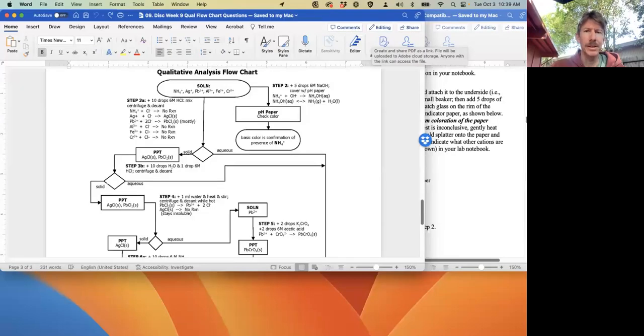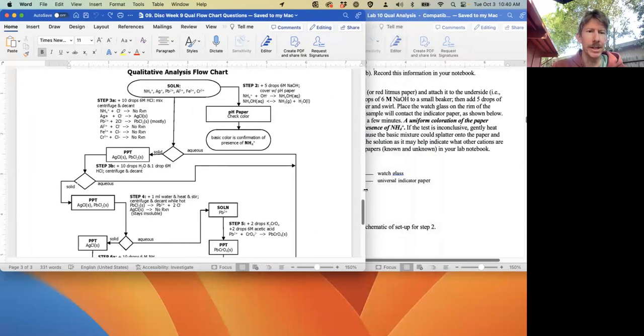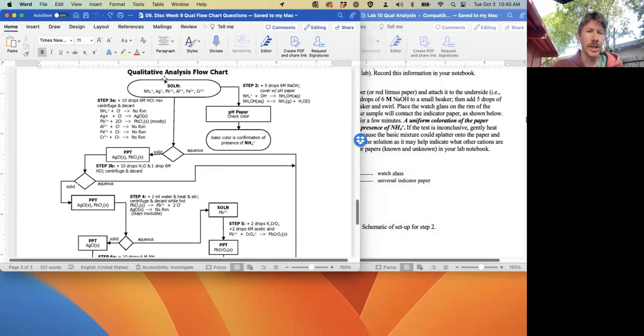Okay, let's talk about how to do a qualitative analysis flowchart. In order to do that, we're going to look at the part of the flowchart that's already done. This initial circle is the solution that you're going to be starting with. The way that you'll do it is you'll have a known with all of these ions in it. These are cations. And then you'll have an unknown with some portion of these in it.